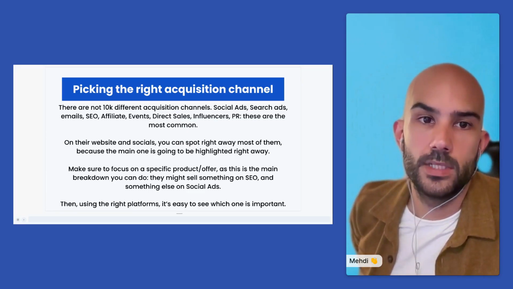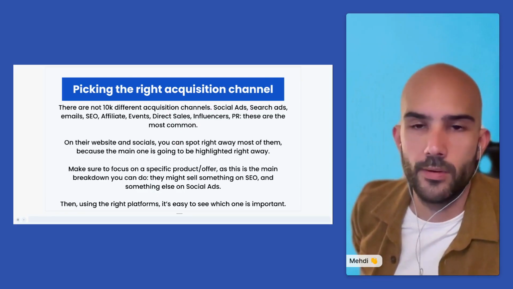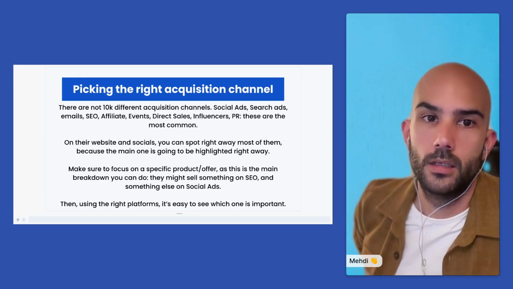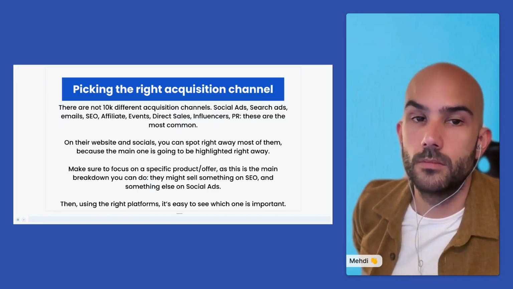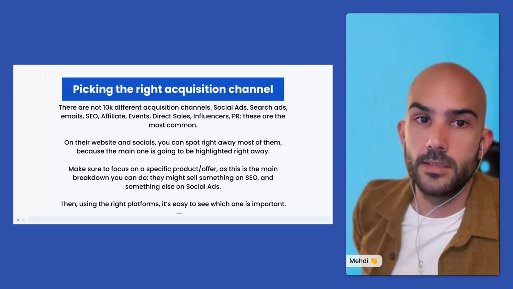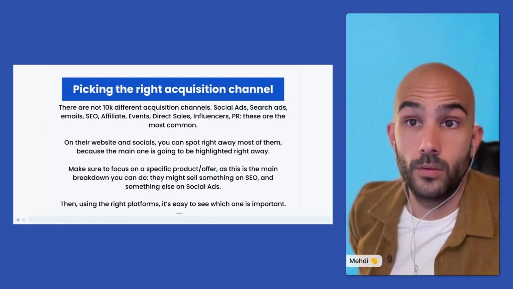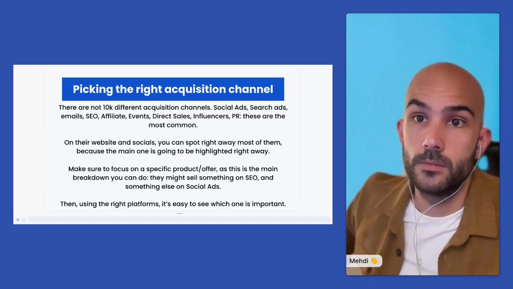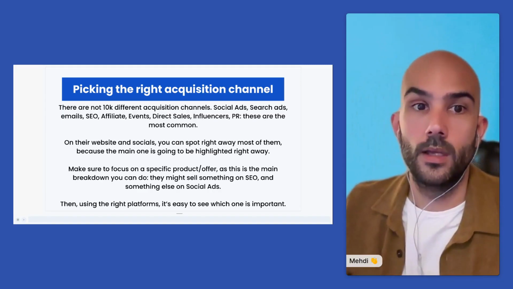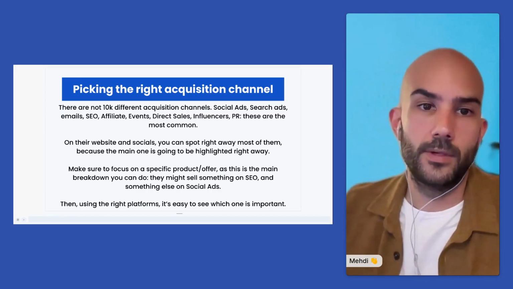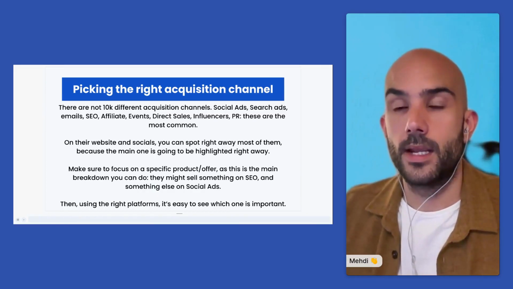The cool thing about acquisition channels, when you need to take a decision, there are 10,000 different acquisition channels. Social ads, search ads, emails, SEO, affiliates, event, direct sales, influencers, PR. These are the most common. And usually you can pretty much, for most of them, let's say direct sales, influencers, PR, event, and affiliate, looking at their website, you will know right away because those involve a community. So they're going to ask a lot of people when they land on their website to actually join their influencer program, affiliate program, etc.